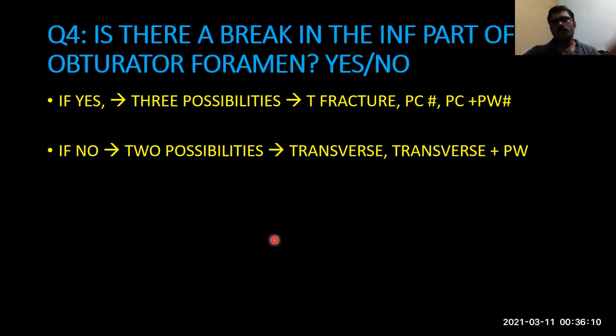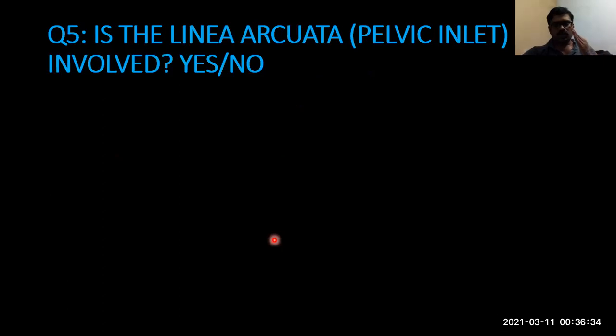Now, if there is no break in the obturator foramen, but at the same time there is a fracture of the ischial spine, there can be two possibilities. One is a transverse fracture or a transverse fracture with a posterior wall. Now, how to distinguish these three possibilities? The question now is whether the pelvic inlet, or the floor of the acetabulum, is involved.